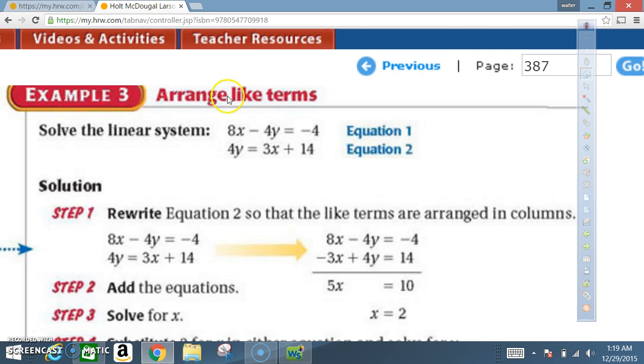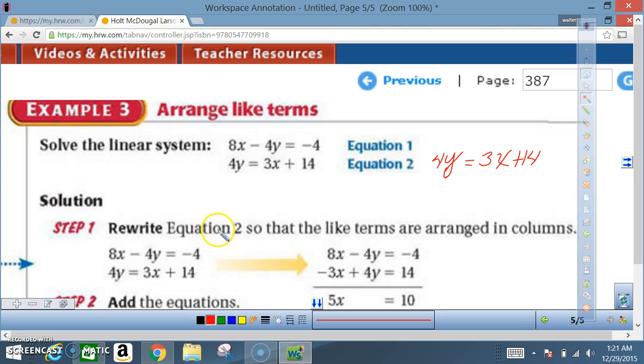Example 3, arrange like terms. Solve the linear system 8x minus 4y is equal to negative 4, and 4y is equal to 3x plus 14. Solution. Step 1. Rewrite equation 2 so that the like terms are arranged in columns. So in other words, what I want to do is take equation 2 and write it in the same form as equation 1. That is, my x term is first, my y term is second, and my constant is sitting by itself.